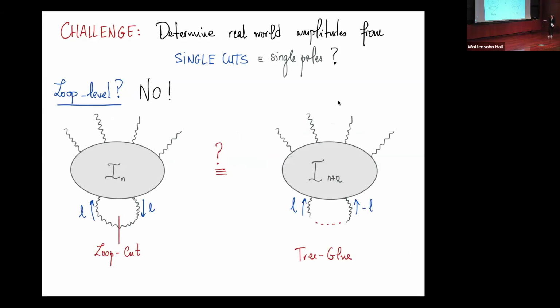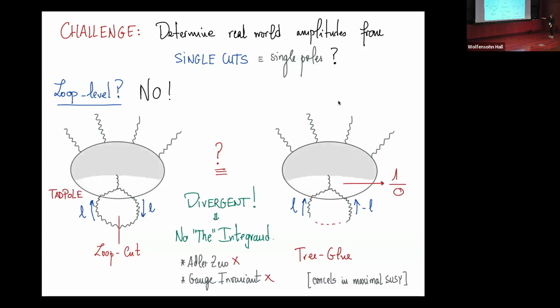However, at loop level, if we try to do the same thing, this is automatically not possible, just by the fact that there's a new sort of cut already at one loop, this loop cut where I cut the loop propagator open. And in this case, I would like to match on the right-hand side to something at tree level where I glue two adjacent legs. This is usually what's called the forward limit. And from this side, I'm of course going to have a contribution where these two external legs meet, which is going to give me a 1/0. So this limit is divergent.